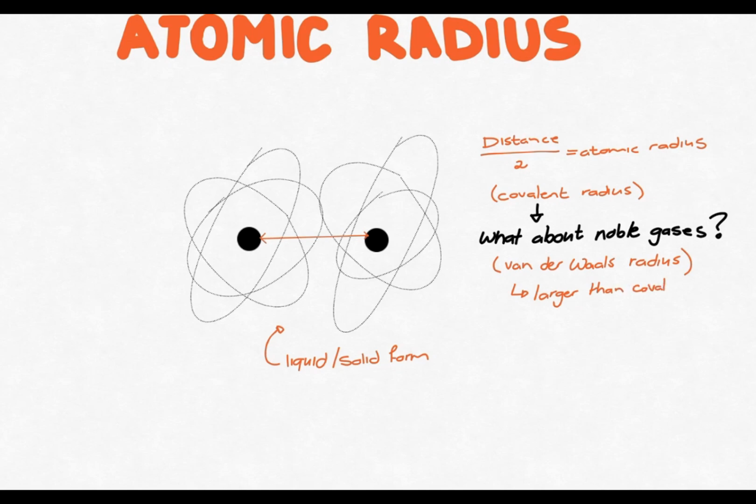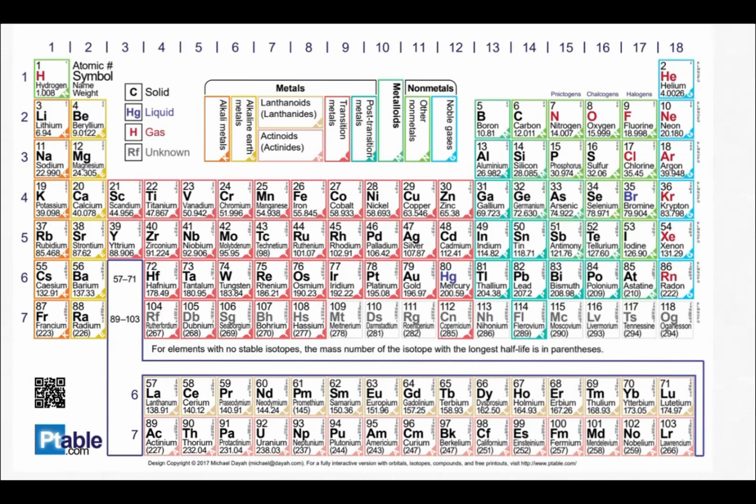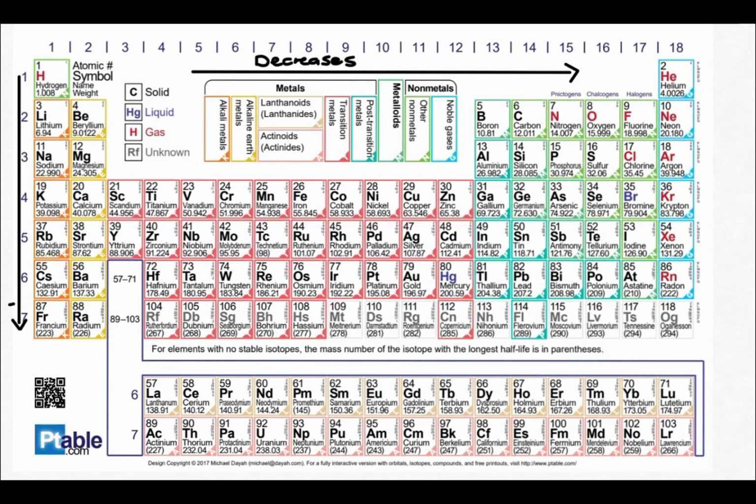So it won't be as accurate, but it's the best we can do. Now atomic radius differs across the periodic table, but a definite trend can be seen. If we move across my periodic table, from hydrogen to helium across the groups, my atomic radius will decrease. And if I move down the periodic table, so down the periods from 1 to 7, my atomic radius will increase, meaning that overall atomic radius increases from the top right corner to the bottom left corner.